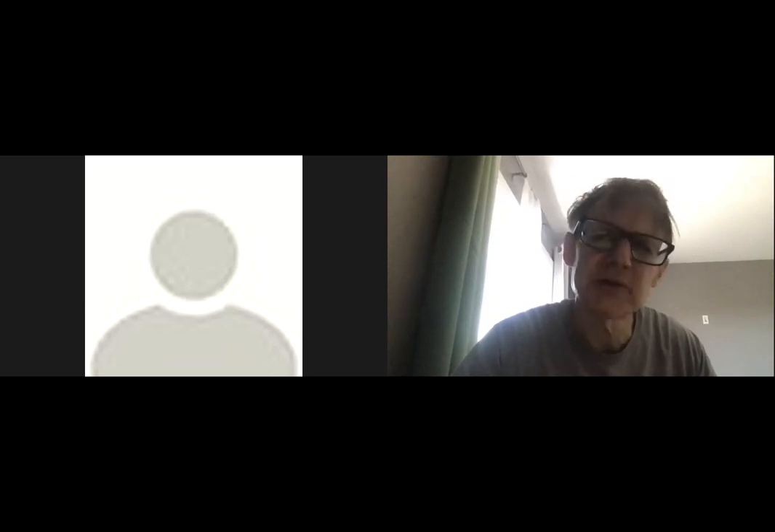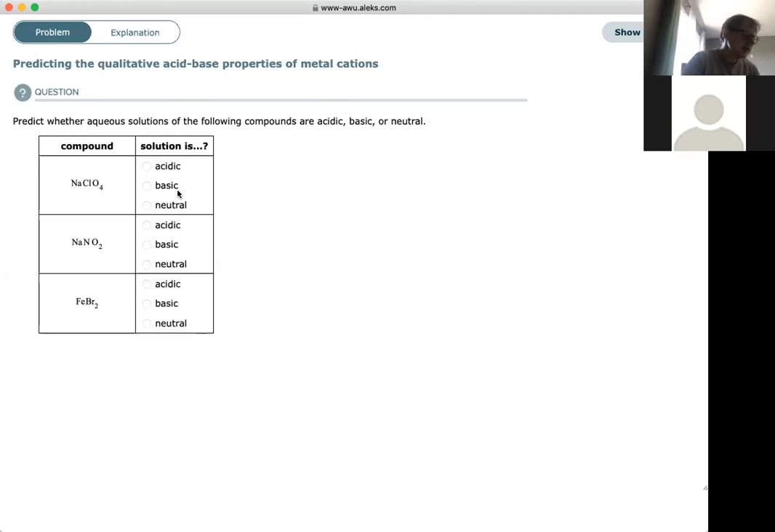Now, there's one other type of problem that I want to show you, and it has to do with identifying qualitative properties of acids and bases. This is somewhat related to Lewis acids and bases, but not all that much. So let me go through this a little bit here. Predicting the qualitative acid-base properties of metal cations. So this is specifically of metal cations. The metal cations would be like sodium and iron, those ones right there.